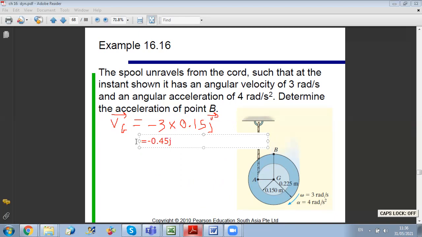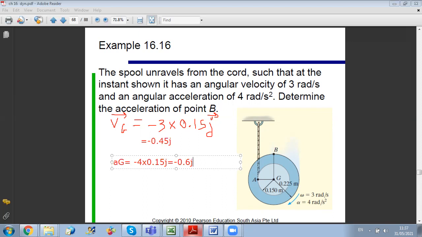While concerning acceleration of G is equal to minus 4 times 4 J. So it's equal to minus 16 J. Sorry, minus 4 times 0.15. Minus 4 times 0.15 J. So it's equal to minus 0.6 J.